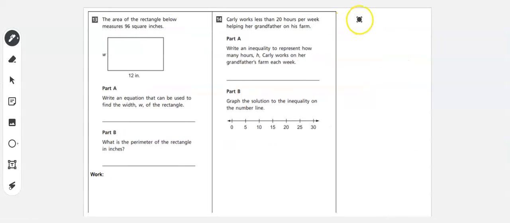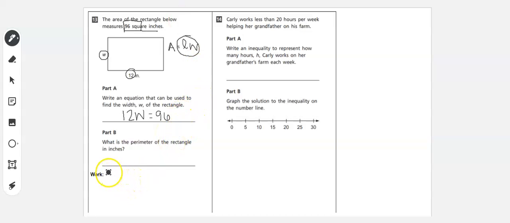Okay, let's look at 13. We have a rectangle and it measures 96 square inches. We do not know the width, so it gives us W, but we know this side. We're going to write an equation that can be used to find the width of a rectangle. To find the area of a rectangle, we have area equals length times width. The area in this case is 96, so we're going to equal it to 96. We know the length is 12, and we have to multiply it by W because this equation right here says we're going to multiply it together.